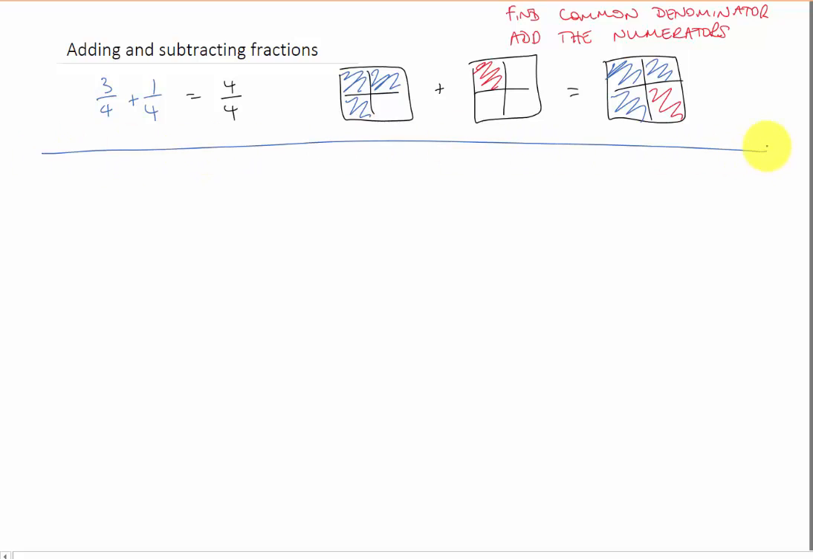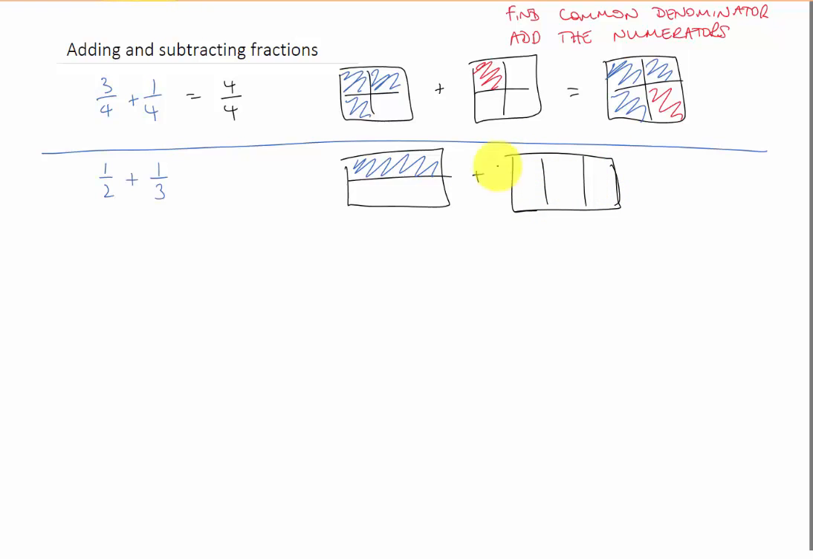Next, let's look at an example where we don't start out with the same denominator. So how about 1/2 plus 1/3? So now if we draw it out, so I'm going to draw, here's 1/2, and here's 1/3. And you can just see by eye that if we divide them up into sixths, then now we have pieces of the same size that we can add together.